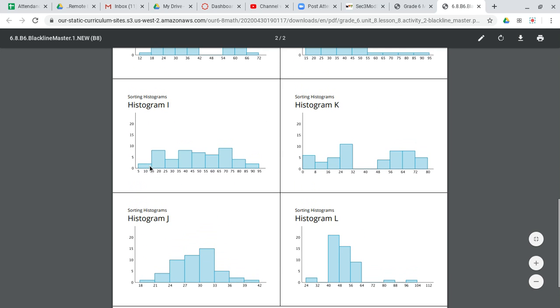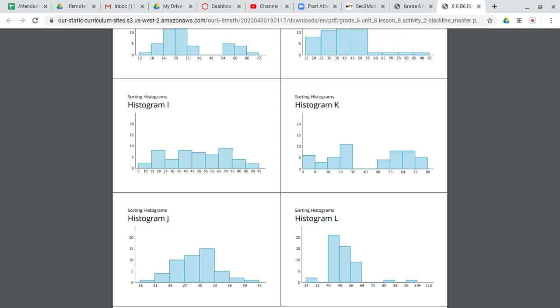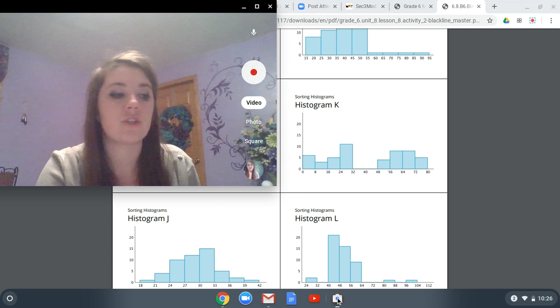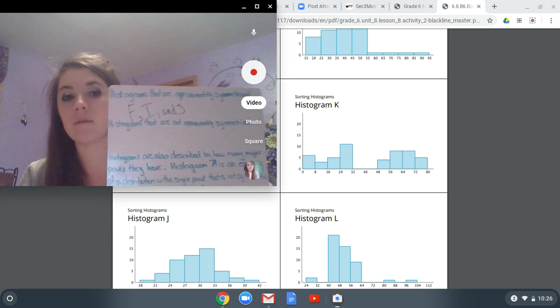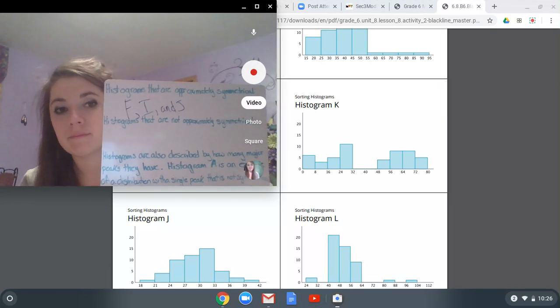All right, we've got just these 4 more. What about histogram I? So we start pretty low, then we kind of jump low, up, down, up, down. What do we think? Yeah, histogram I is fairly symmetrical. Excellent. What about K? Nope, definitely not. L? Nope. What about J? It's fairly symmetric. So for that first question, we should have histograms F, I, and J.